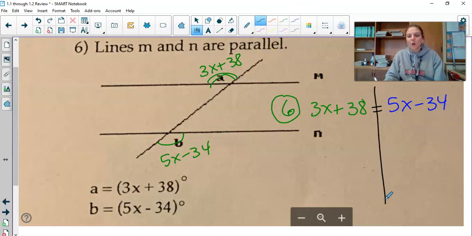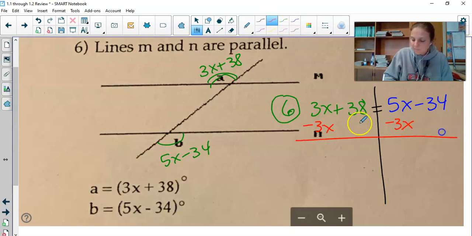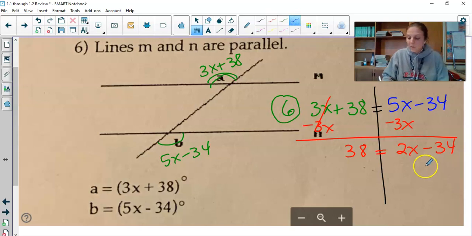And I'm going to solve this equation. So go ahead and you can choose whether you want to move the 3x or the 5x. I personally don't like working with negatives, so I'm going to go ahead and subtract the 3x from both sides and bring down what's left. Okay, next, again, the goal is to get the x by itself, so I'm going to add 34.